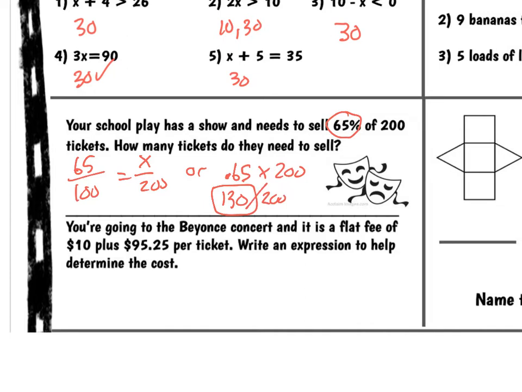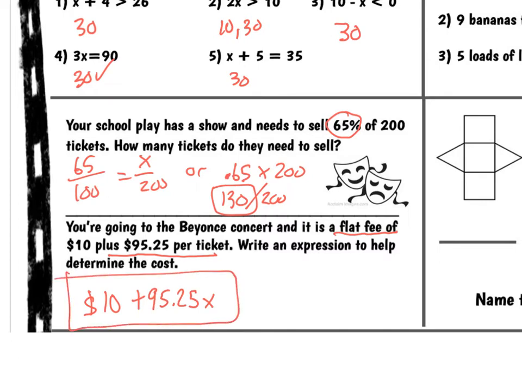You're going to the Beyonce concert. It is a flat fee of $10 plus $95.25. Write an expression to determine how much the cost is. So there is a flat fee of $10. So Ticketmaster is going to charge you $10 no matter what, plus how many tickets you buy multiplied by $95.25. So it'd be $95.25x. That is the expression. Remember, expressions do not have an equal sign. Okay, and what does the x represent? The x represents how many tickets you purchase.